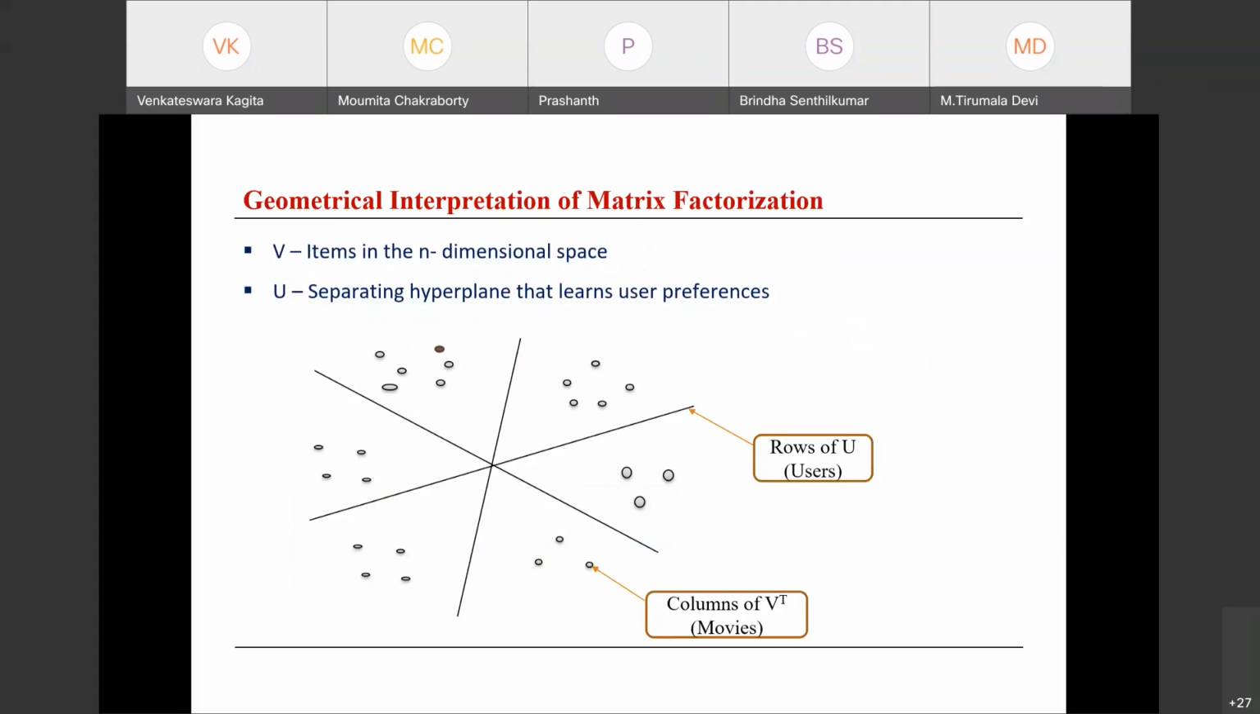For some of the matrix factorizations, we give a geometrical interpretation to this U and V. They interpret V as the columns of V transpose, which means the rows of V, as the items in an n-dimensional space, k-dimensional space. So let's assume n-dimensional space, no problem.